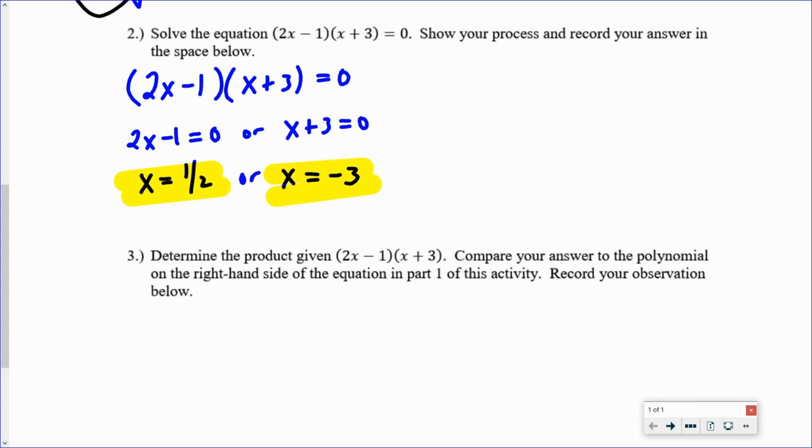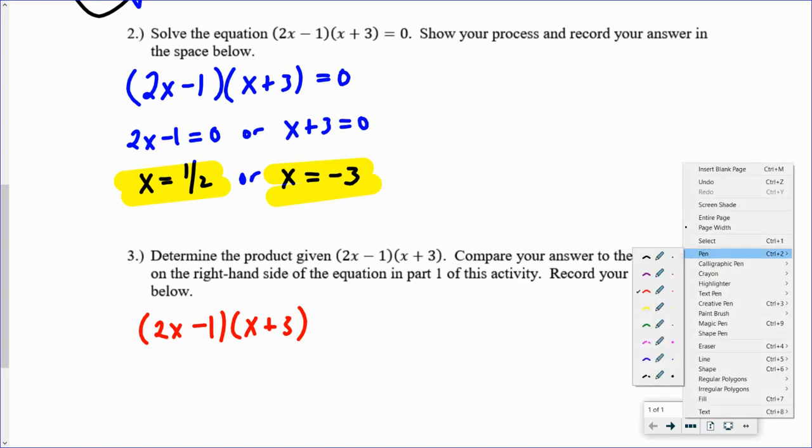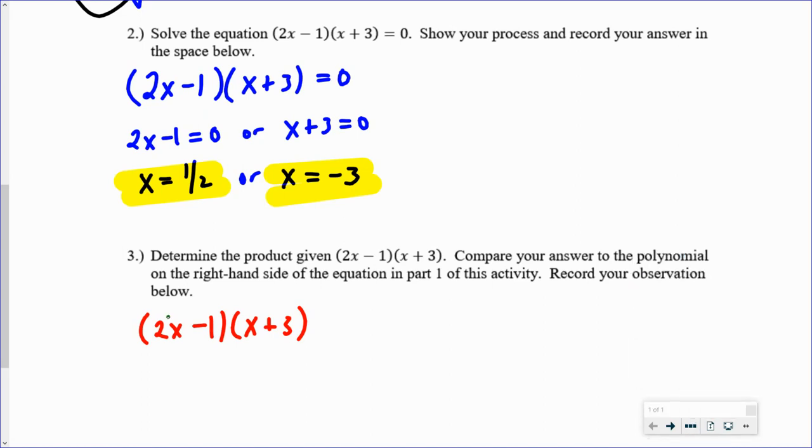So number 3 reads, determine the product given 2x minus 3 times x plus 3. So we're going to do that right now. Again, this is another skill that we learned about recently. The distributive property, some people call it FOIL. All right, so we're going to distribute here using FOIL.